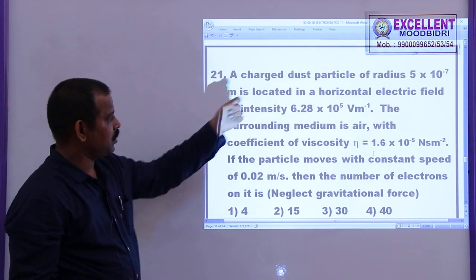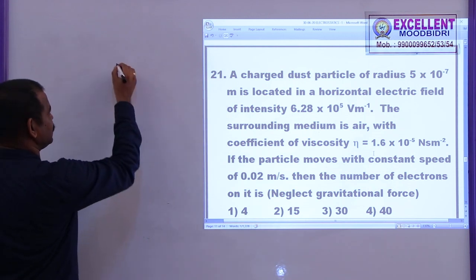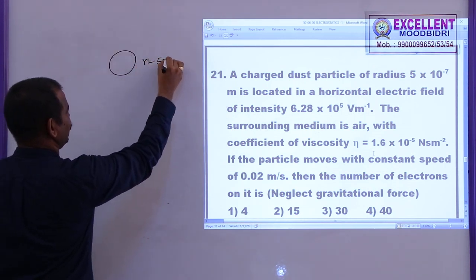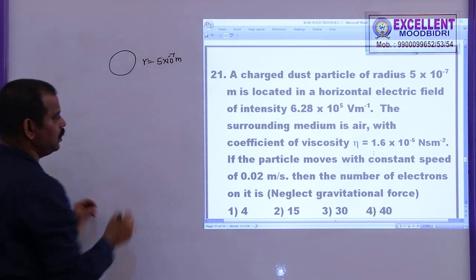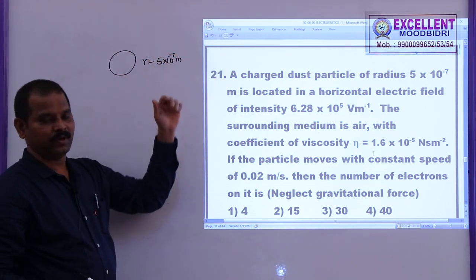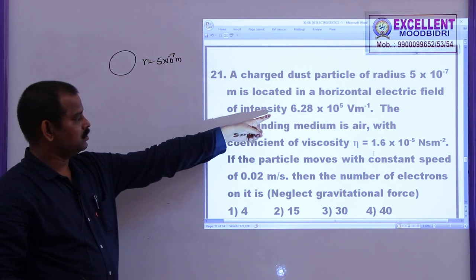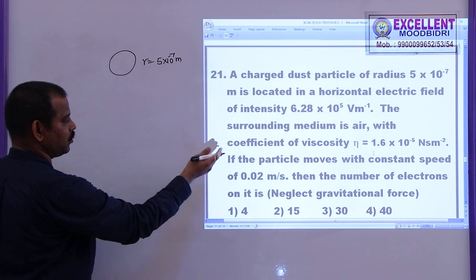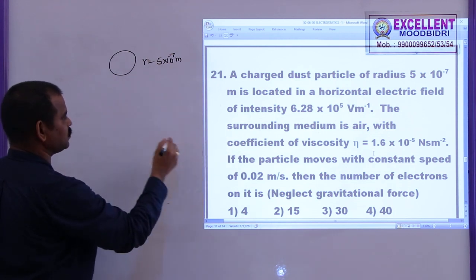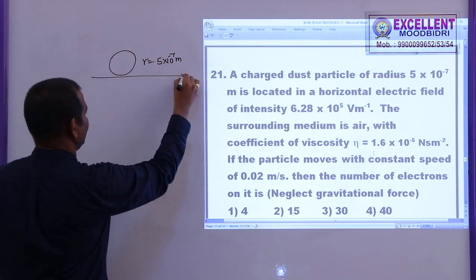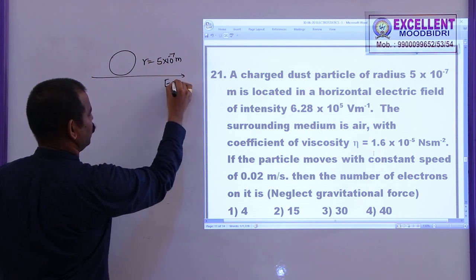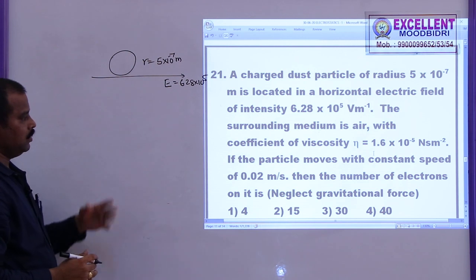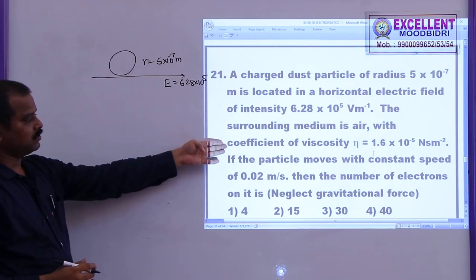Question 21: a charged particle of radius 5 into 10 power minus 7 meter is located in a horizontal electric field of intensity 6.28 into 10 power 5. The surrounding medium is air with the given coefficient of viscosity. The particle moves with constant velocity. So it is moving in a horizontal electric field whose strength is 6.28 into 10 power 5, and the surrounding medium is air with the coefficient of viscosity given.